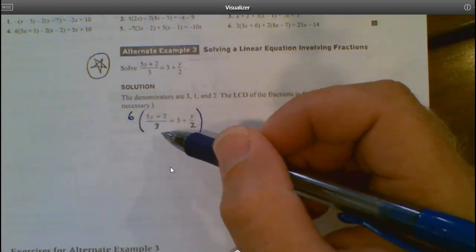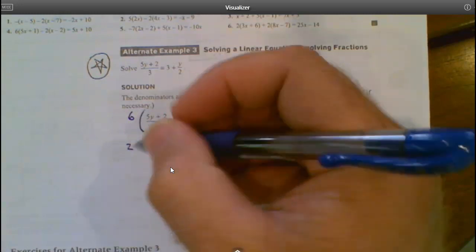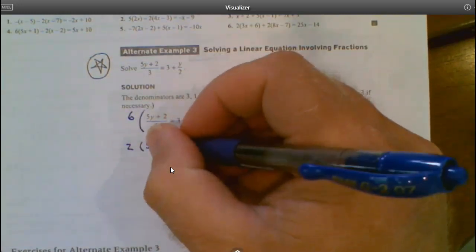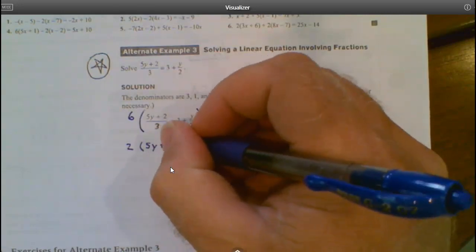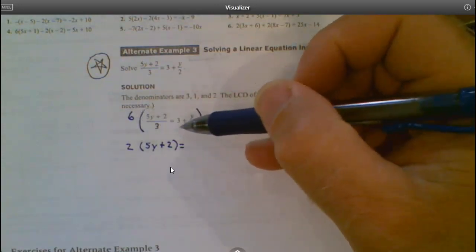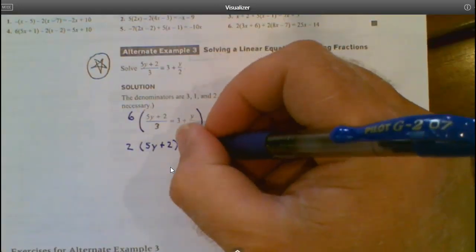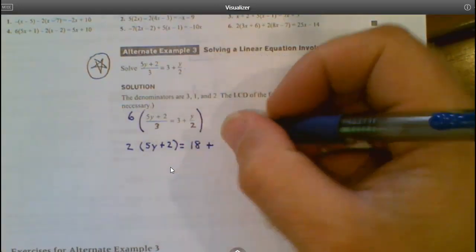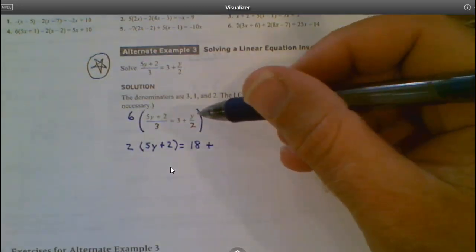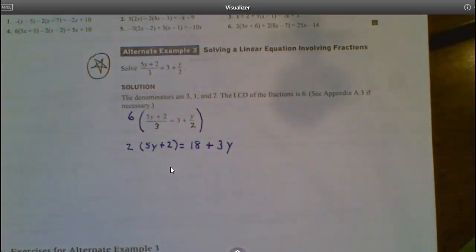Right here, my 6 divided by 3 would turn into a 2. So we're just multiplying that 2 times 5y plus 2 on the left. As I look right here, there's nothing for that 6 to reduce with. So I'm just multiplying 6 times 3. And for the last one, my 6 divided by 2 is a 3 times y. And we're given something like this, and now we have something much simpler to solve.